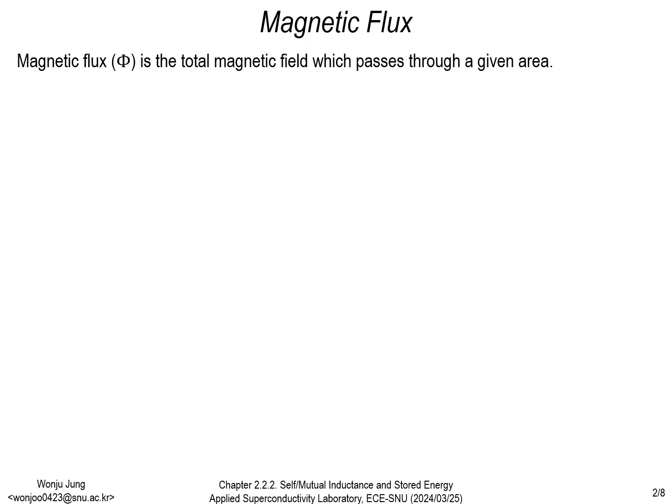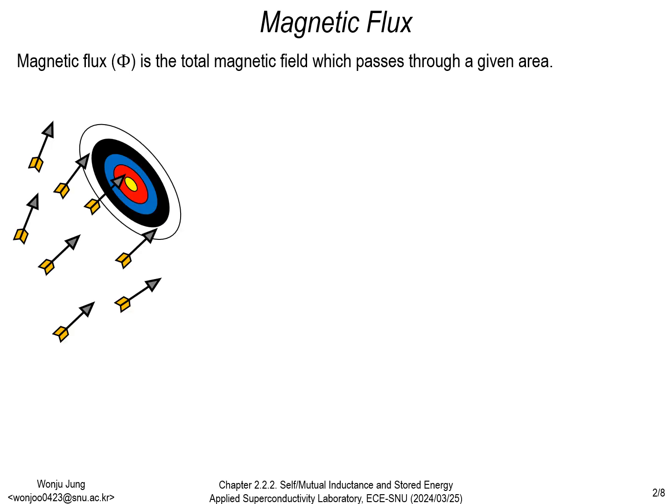Let's begin by understanding magnetic flux, denoted by phi. Magnetic flux represents the total magnetic field passing through a given area. This is similar to aiming an arrow through a target. The area the magnetic field penetrates is our target.